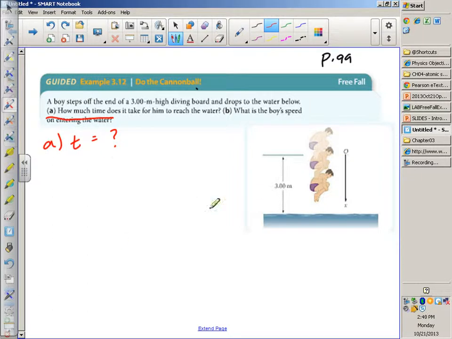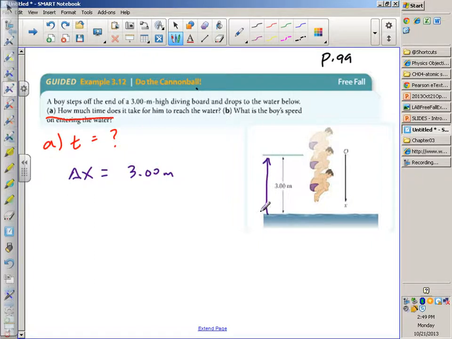So we can use kinematic equations to help us solve this because objects under the influence of gravity have a constant acceleration. With that being said, let's start going through the process. We know what we want to find now. We've got to get 3 pieces of information that the problem gave us. What's one piece of information that this problem gave us? Okay, so it gives us delta x. What's delta x going to be in this problem? Okay, delta x is going to be 3 meters because it tells us that this diving board is 3 meters high.